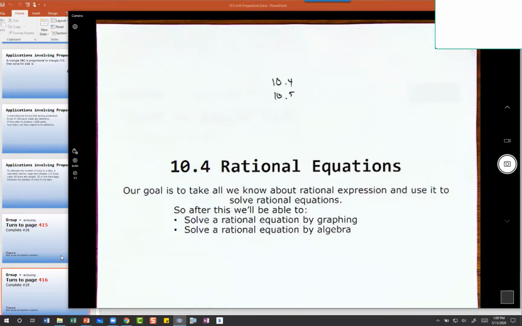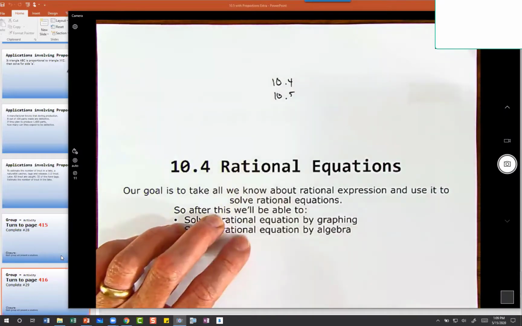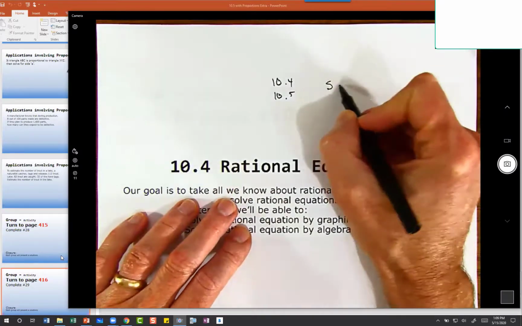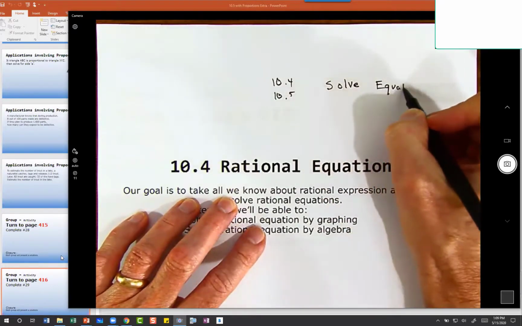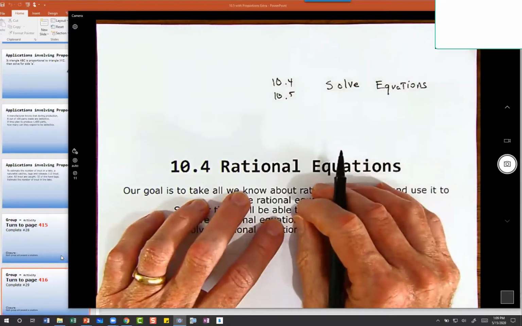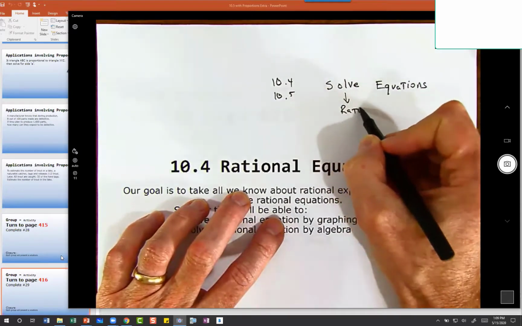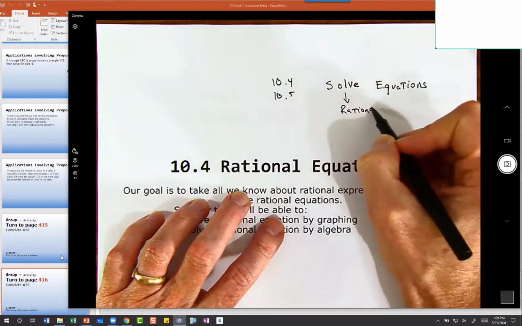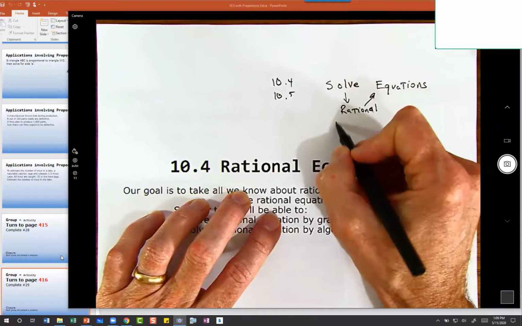All right, so let's finish this guy off then. Here's our goal. Both 10.4 and 10.5 are about solving. We're going to solve equations, but a special kind of equation. We're going to solve a rational equation. So it's an equation with fractions.